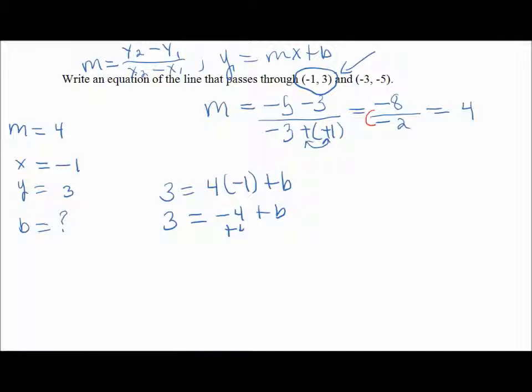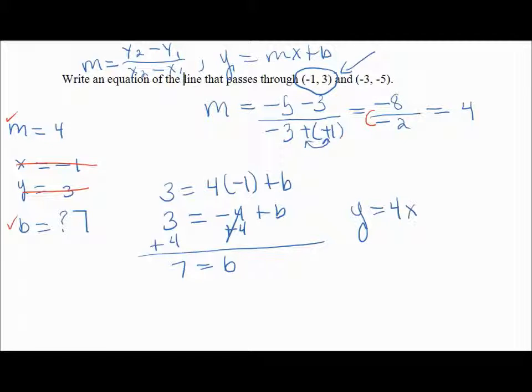I'll add 4 to both sides of this equation to solve for b. This leaves me with 3 plus 4 is 7. 4's cancel out. 7 is equal to b. Now I know the y-intercept of the equation. I no longer need that x or that y. I have the two pieces of information that I need in order to write my equation. So my equation becomes y equals 4x plus 7.